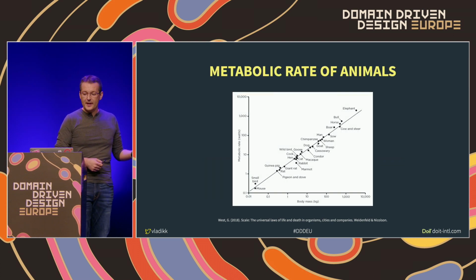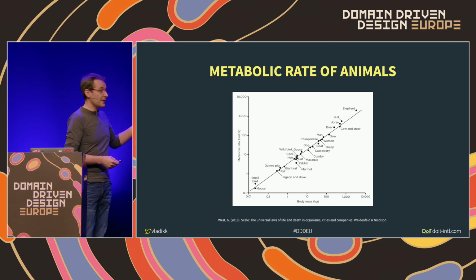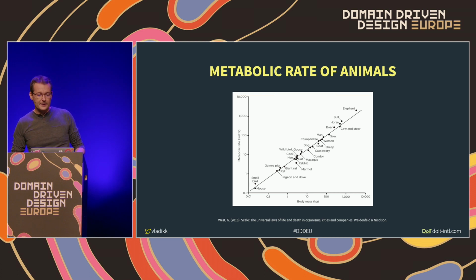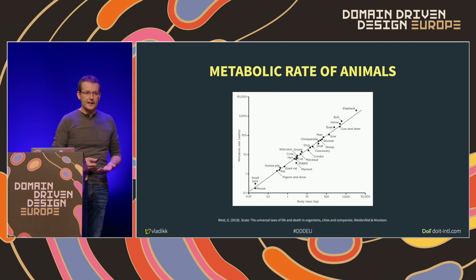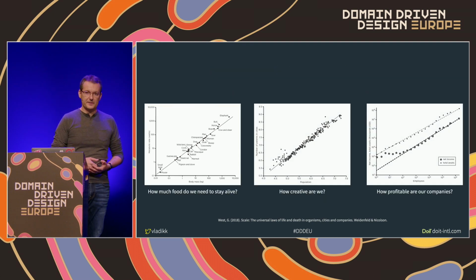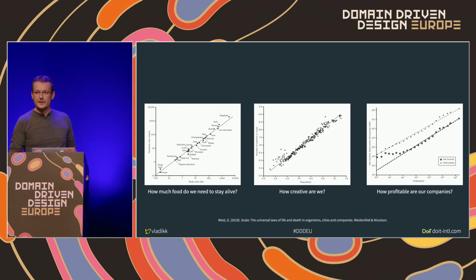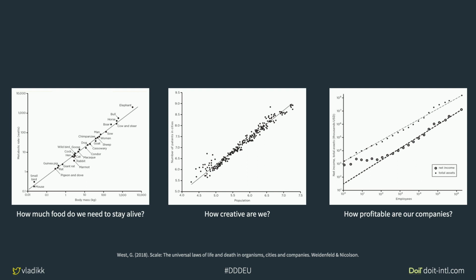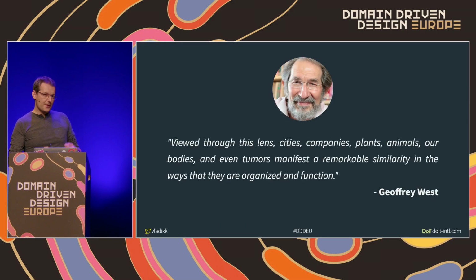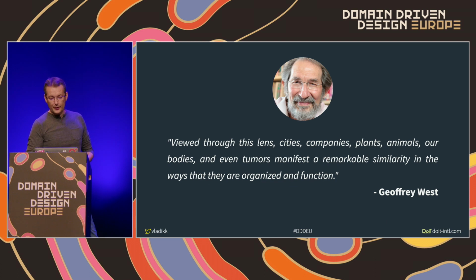For example, knowing the body mass of an animal gives us much more information than really depicted here. It also reveals the animal's average heart rate, its pace of life, risk of getting tumor, lifespan, and many more. And same is true for other complex adaptive systems like cities, companies, social networks, traffic flows, and others. And this was the goal of Professor West's research. He wanted to use the observations on how systems respond to change in size and use it to uncover some shared governing principles that underlie all of these very different and highly complex phenomena. As he put it, viewed through this lens of scale, cities, companies, plants, animals, our bodies, and even tumors manifest a remarkable similarity in the ways that they are organized and function.